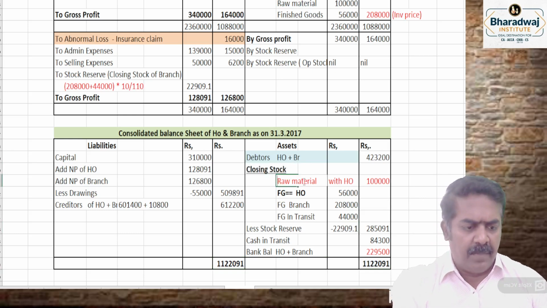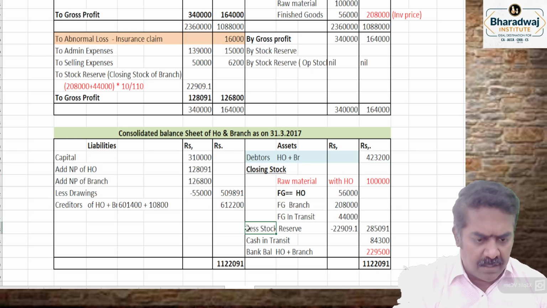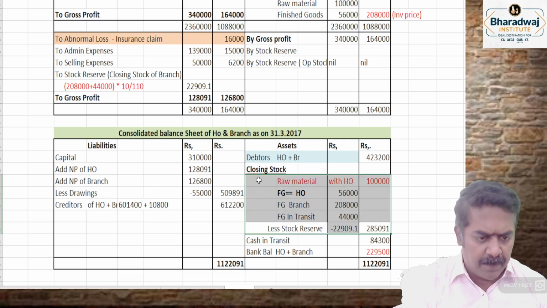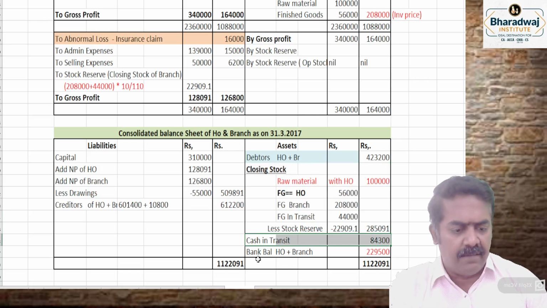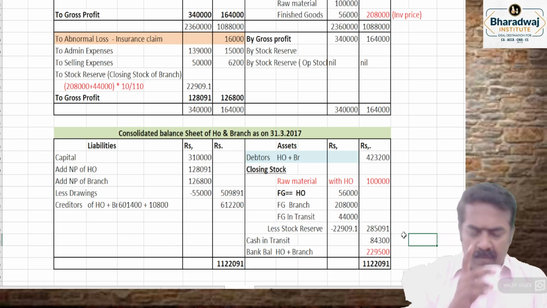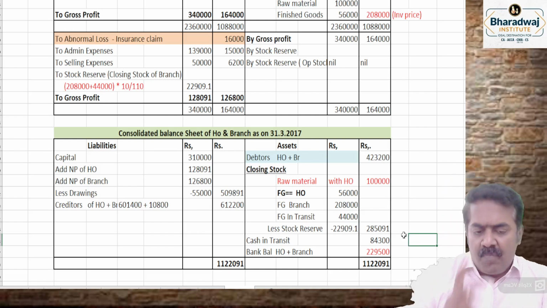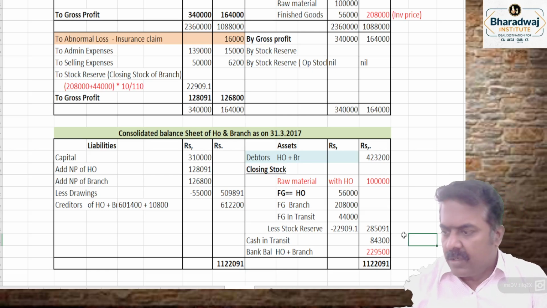Closing stock of raw material with head office, finished goods at head office, finished goods at branch, finished goods in transit, minus stock reserve will give us finished goods value. Cash in transit, remittance sent not received, then the bank balance of head office plus branch will come. It's a very good question.